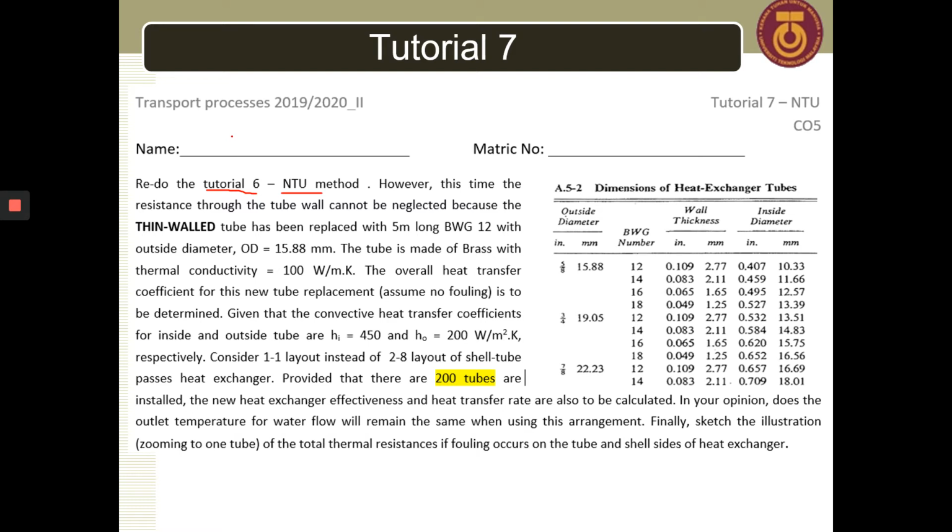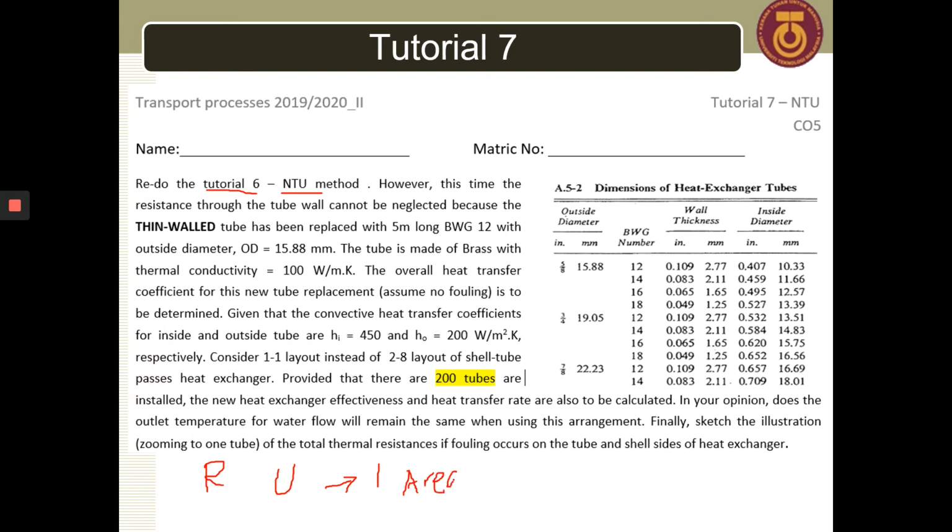when we should use the overall area, meaning the area of 200 tubes, or when we should calculate the area for only one tube. Okay, the answer is for calculation of resistance, and also for calculation of the overall coefficient, we consider only one tube, or the area of one tube.